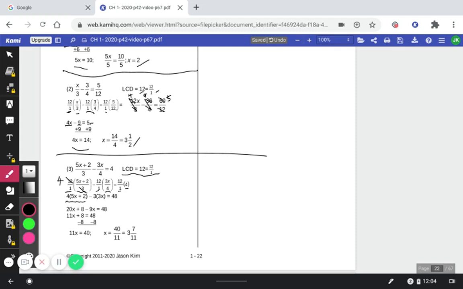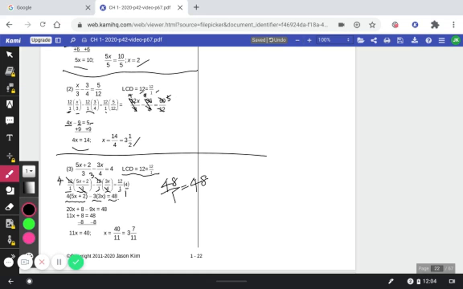So you have 4 times what remains, which is 5x plus 2. And the second term, 4 goes into 12 three times. So you end up with 3 times whatever is left over, which is 3x. And then 4 is the same as 4 over 1. So 12 times 4 is 48 over 1. Notice that if you have over 1, you can just ignore the denominator and write the numerator alone. So 48 over 1 becomes regular 48.